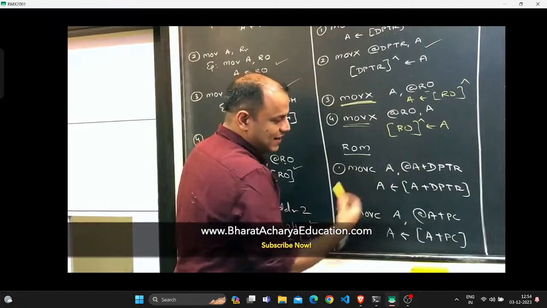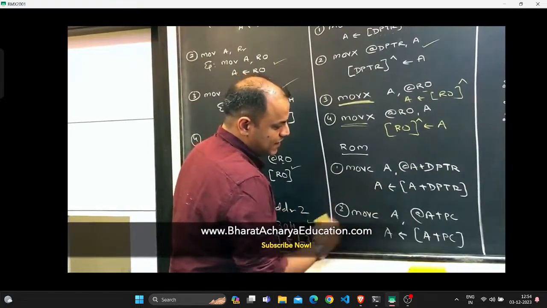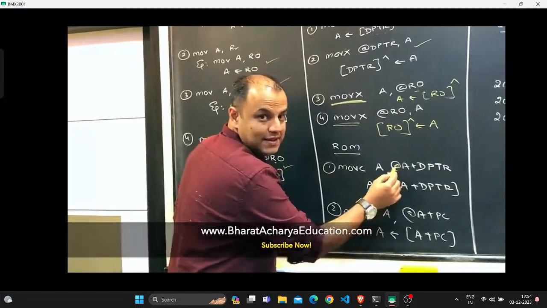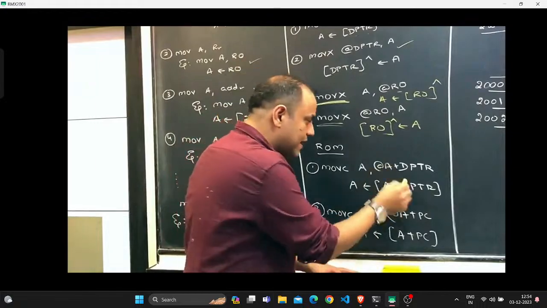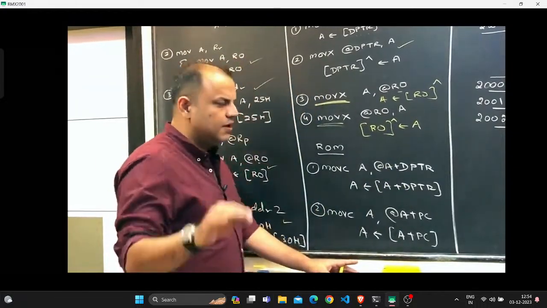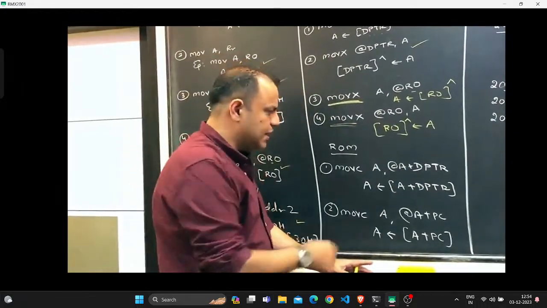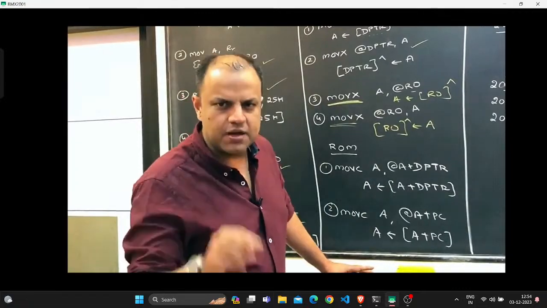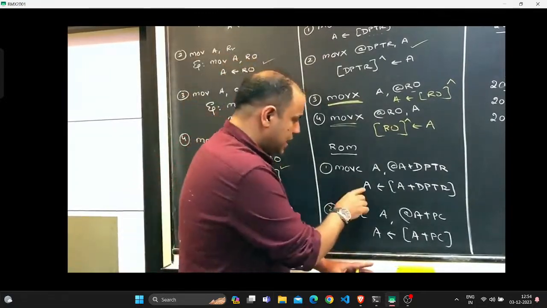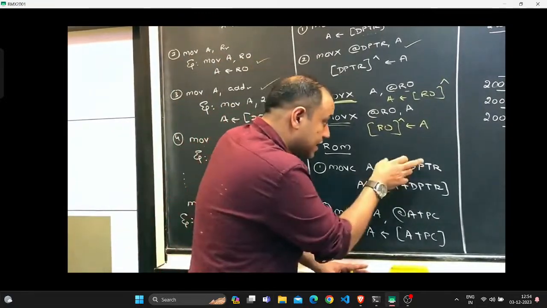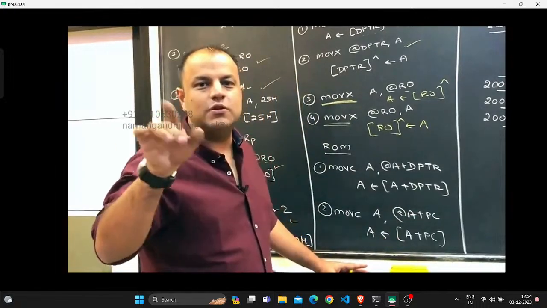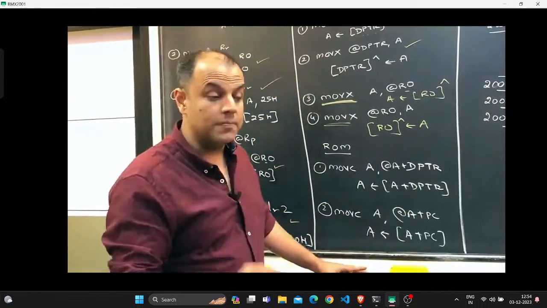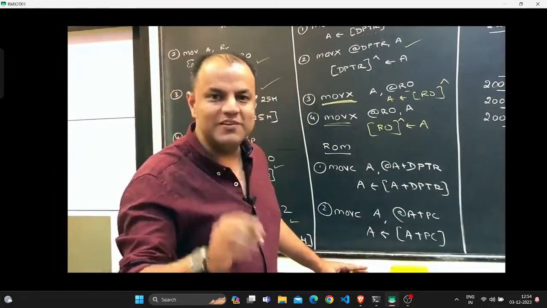MOVC A, @A+DPTR. Who gets the data? A. From the location, because there is an @, that means you're talking about the location pointed to by A plus DPTR. Let's take an example. Let's say DPTR is 1000. Valid? A is 25. Valid? So A plus DPTR becomes 1025. A is not getting 1025. A is getting the contents of location 1025. From which memory, RAM or ROM? ROM. Now is it internal ROM or external ROM? It depends upon the address.